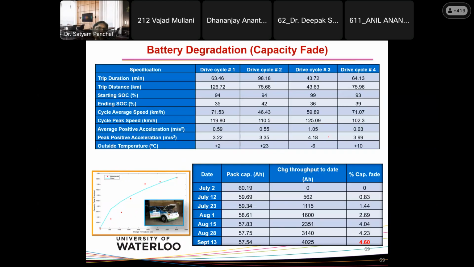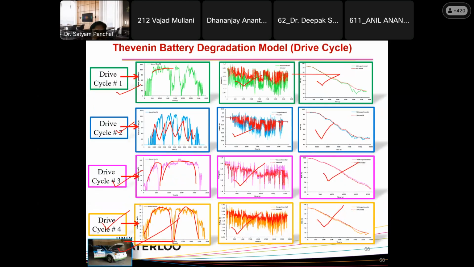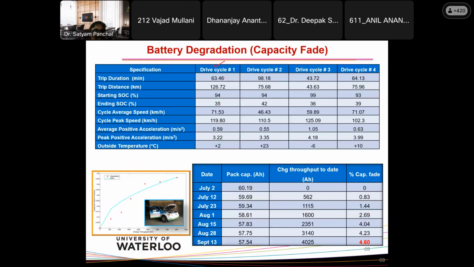When we did this battery degradation capacity fade, as I mentioned earlier, this drive cycle 4. So drive cycle 1 is basically 63 minutes, the second drive cycle is 98 minutes, then the third drive cycle is 43 minutes, and the fourth drive cycle is 64, meaning a 1 hour drive cycle. Corresponding SOC, ending SOC, starting SOC, all these are provided here.